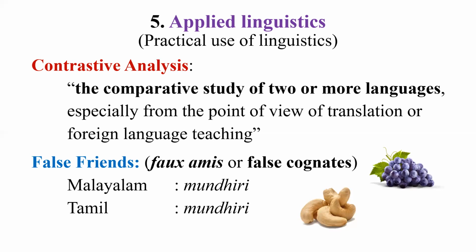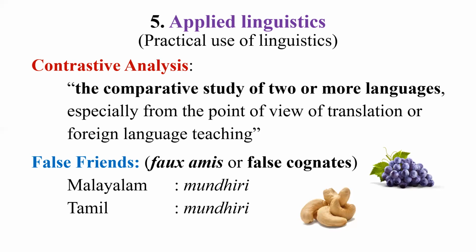And under contrastive linguistics, there is a concept called false friends. In French, it's called faux amis, F-A-U-X A-M-I-S, or false cognates. In the sense, it's like false homophones. So homophones, but in different languages. Example, we have mundiri. It sounds the same, homophone, right? It sounds the same, almost spelled the same in both Tamil and Malayalam.